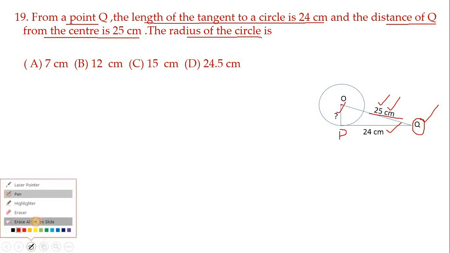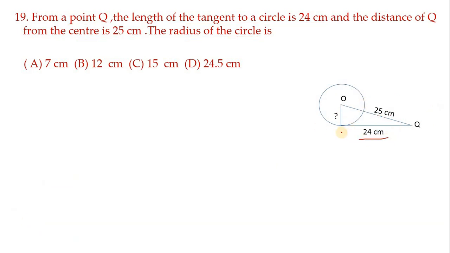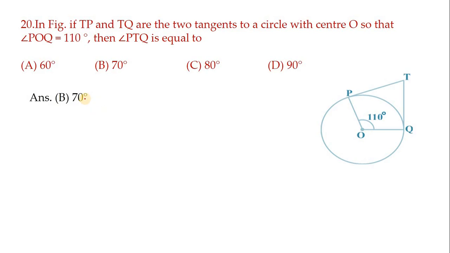So which concept will you use? This is the tangent. This is the point of contact, which always makes a 90-degree angle here. Now we can use the Pythagoras concept. This is the hypotenuse. Find the hypotenuse square. 25 square is 625. 24 square is 576. So 576 subtracted from 625, we get 49. So root of 49 is 7. Hence option A is correct. Move on to the next one, please.